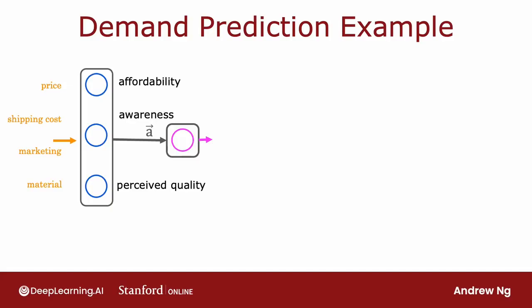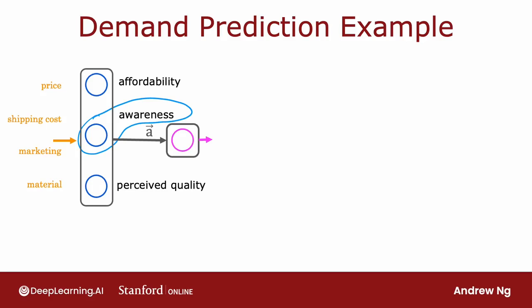Recall the demand prediction example from last week, where given price, shipping cost, marketing, and material, you would try to predict if something is highly affordable, if there's good awareness and high perceived quality, and based on that, try to predict if it's a top seller. But this assumes that awareness is maybe binary, either people are aware or they are not. But it seems like the degree to which possible buyers are aware of the t-shirt you're selling may not be binary. They can be a little bit aware, somewhat aware, extremely aware, or it could have gone completely viral.